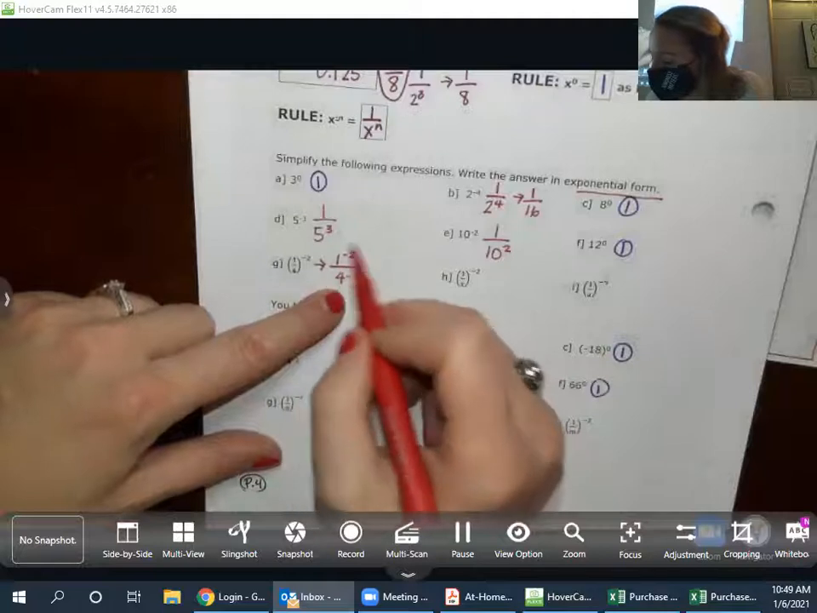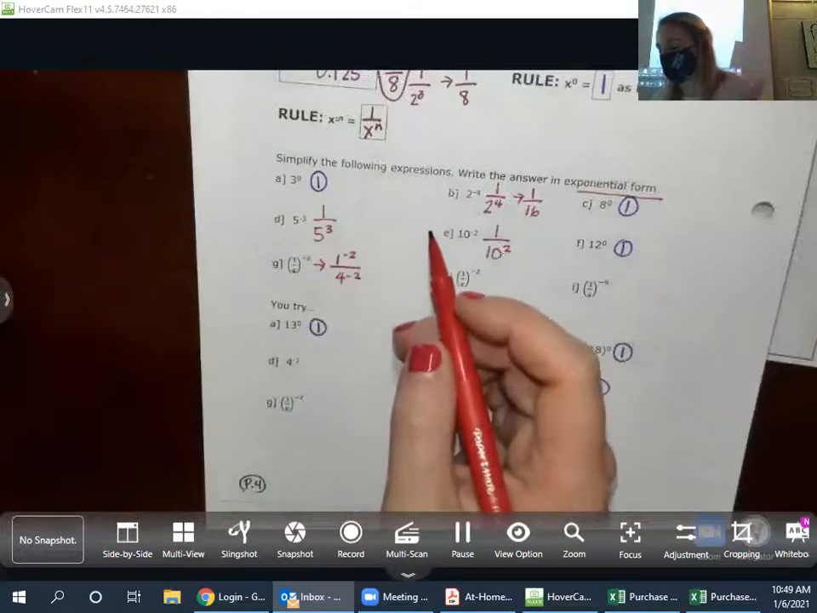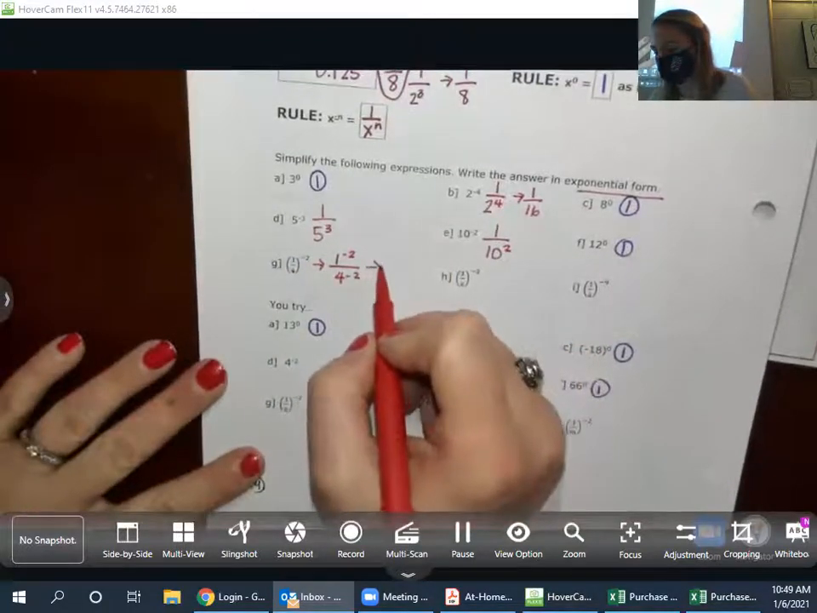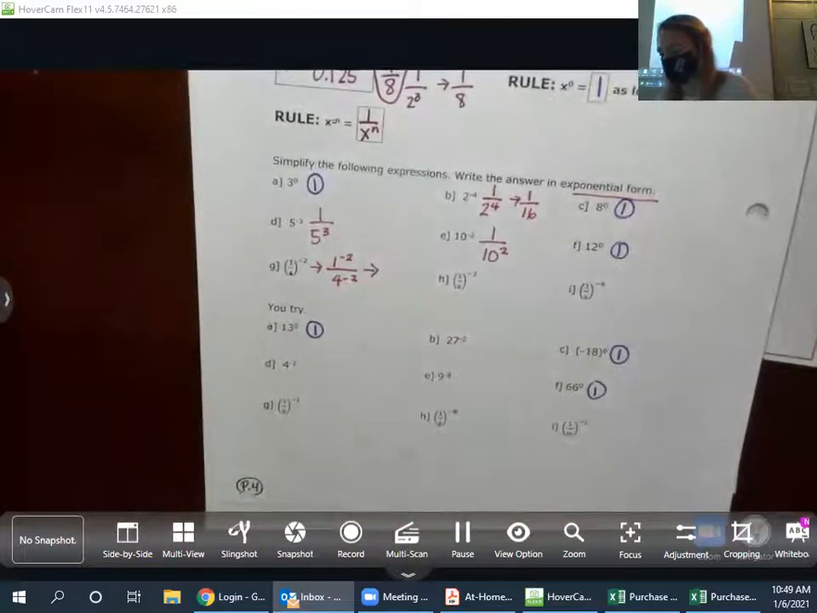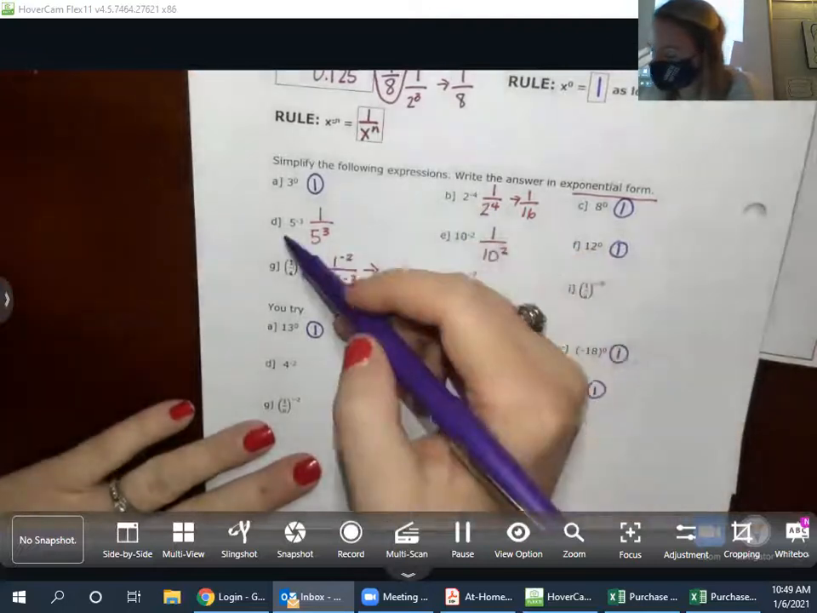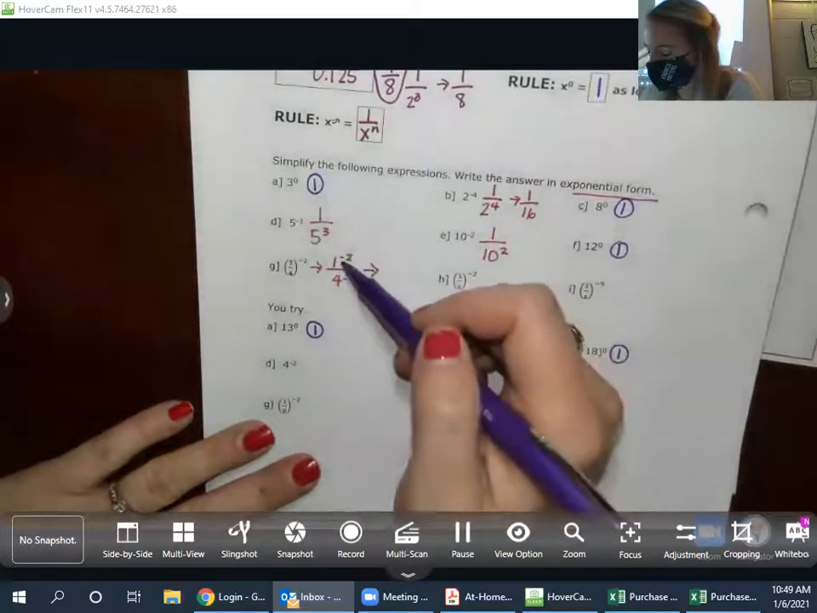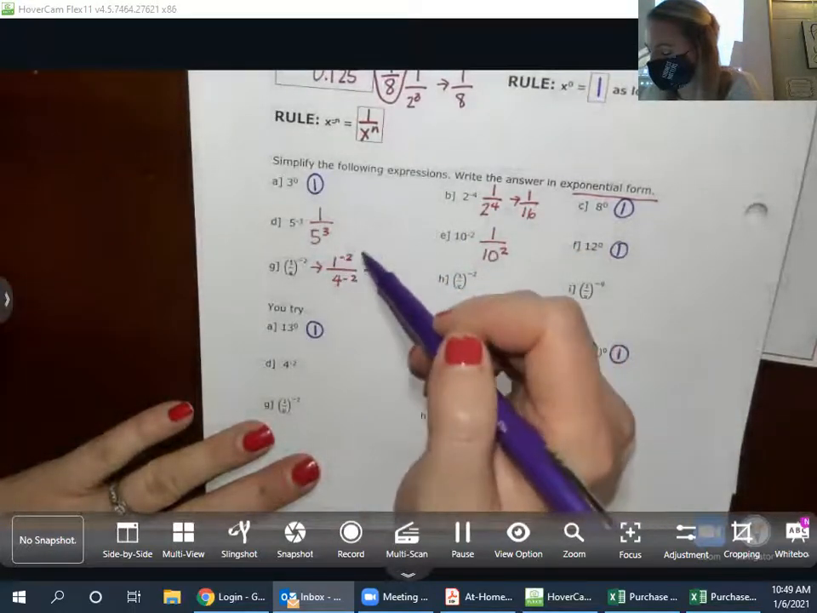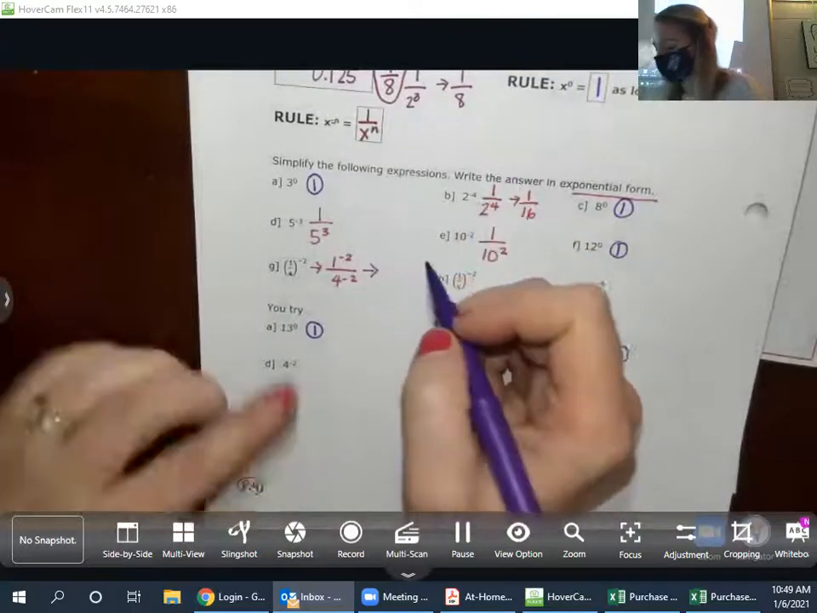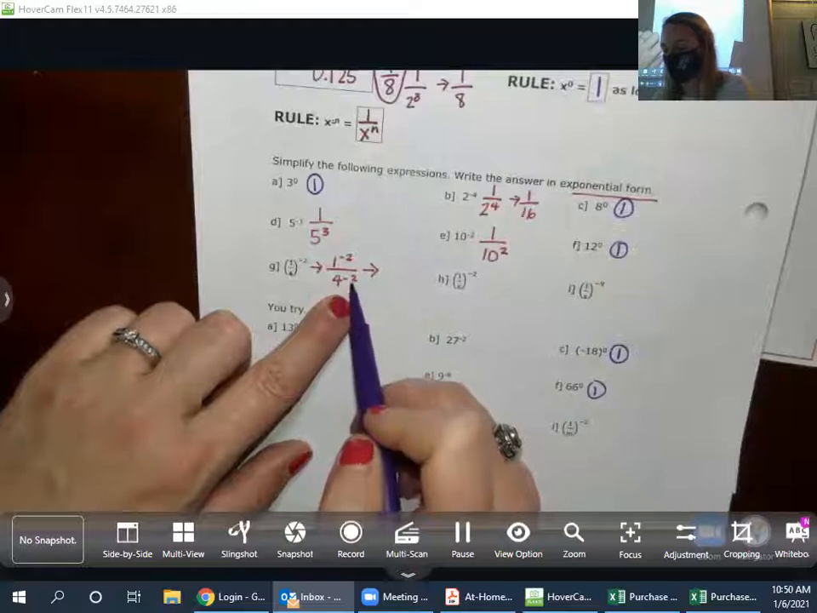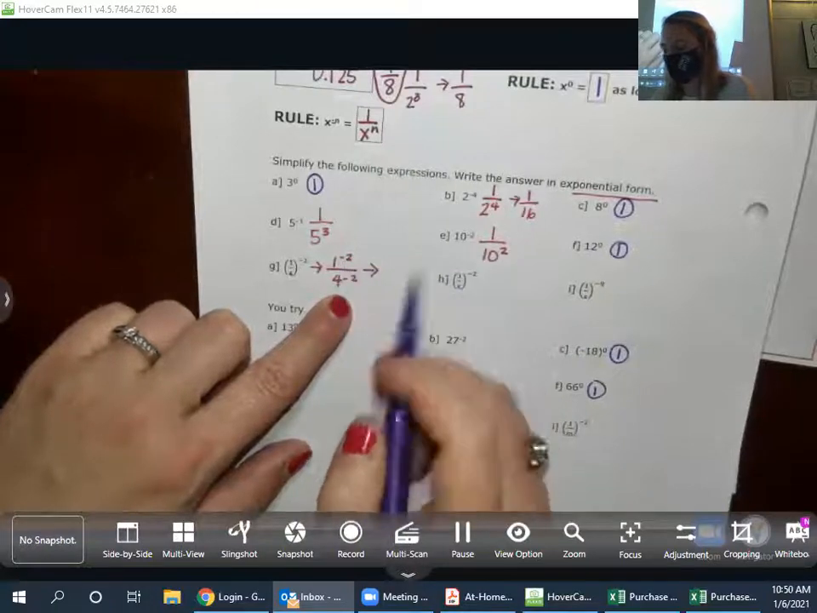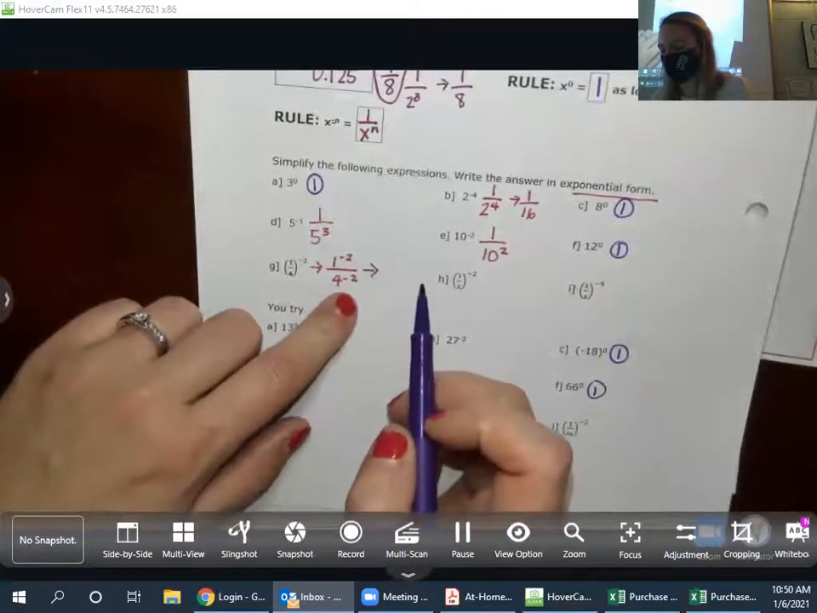Okay, but we can't keep it. An answer cannot have a negative exponent. It's not proper. There's one more step we have to do. So you know how up here, when you had a negative exponent, you would just put 1 over 1 to the 2nd, make it positive. Well, you can't do that because there's something down there already.